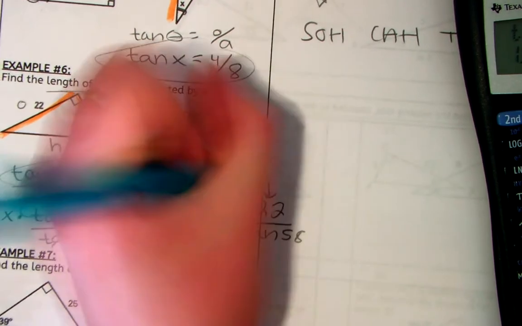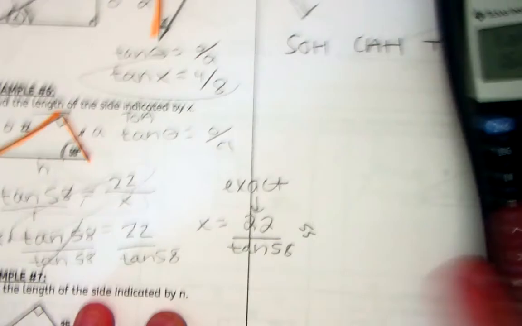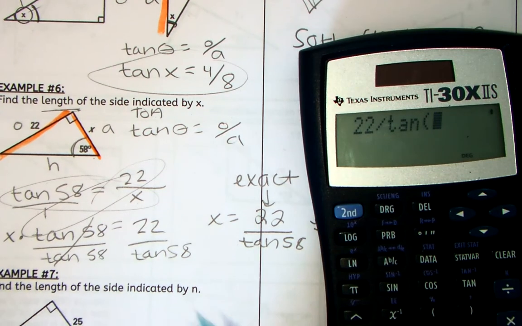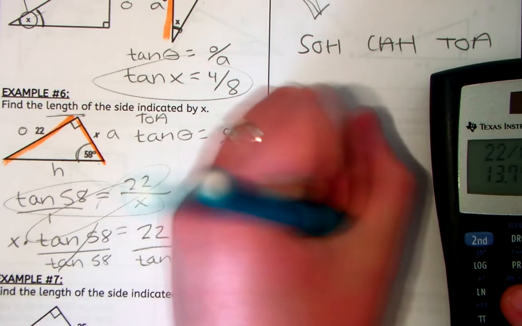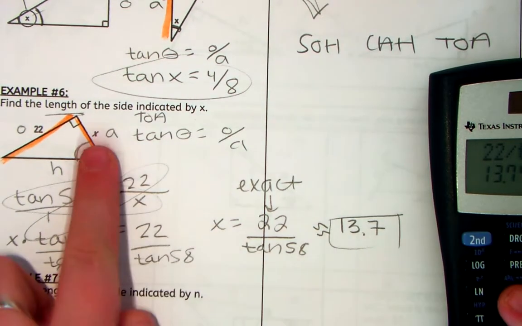Now this is my exact answer. You can leave your answer exact. You can also, if it's more useful, I think you should see it both ways, punch in my calculator 22 divided by whatever the tangent of 58 was. It's capturing that big value. So it becomes 13.7. That's about how long x would be.